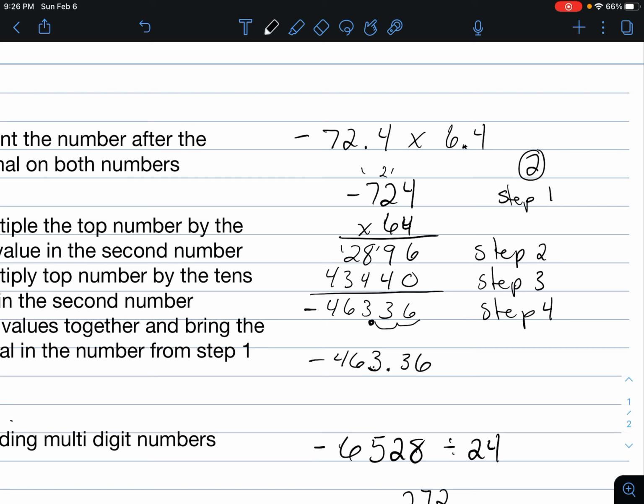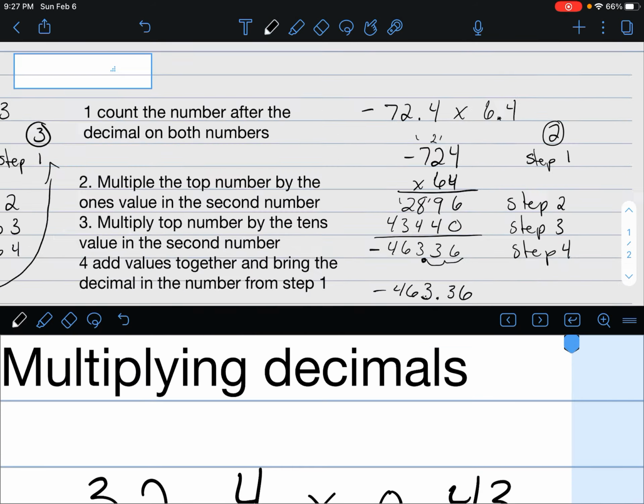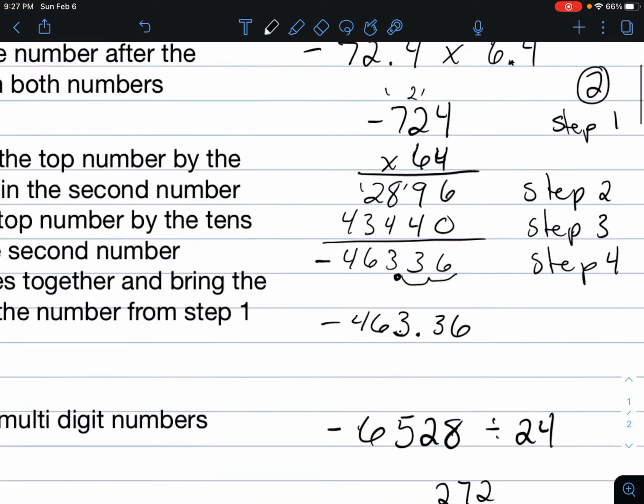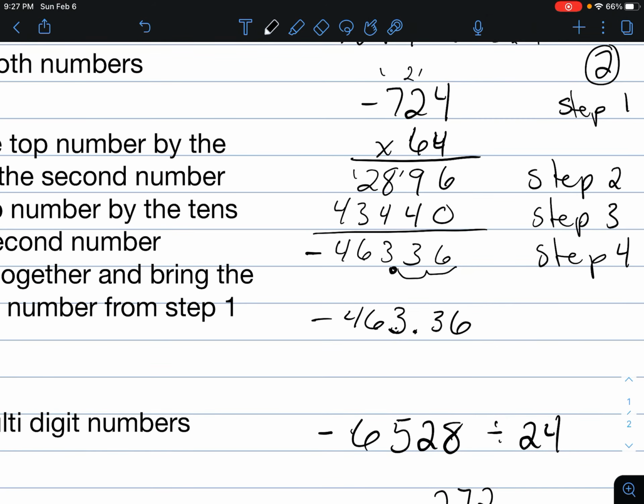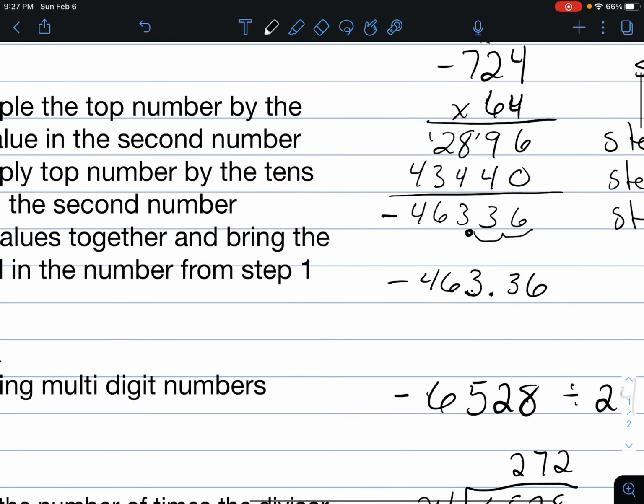Okay, last step. Now we add them, and move in the decimal. When you add them together, you get negative 463.36, because we move that decimal in 2 from the left. And that gives us negative 463.36. Once again, it's negative because it is 1 negative times 1 positive, so the outcome is going to be negative.